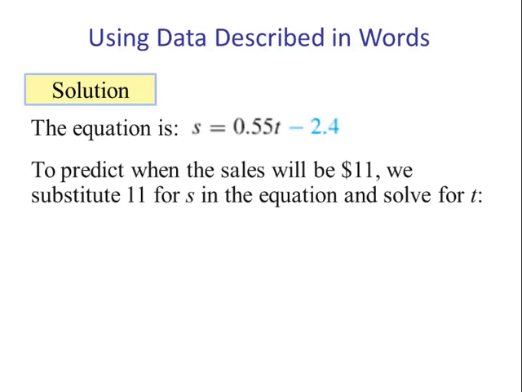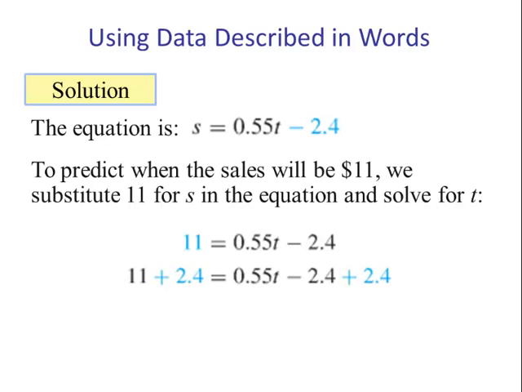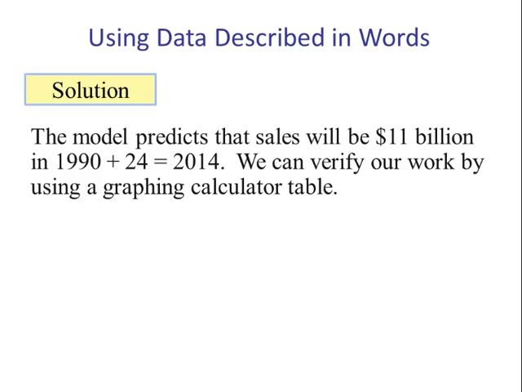To predict when the sales will be 11 billion, we substitute 11 in for S and we solve for t. So we need to add 2.4 to both sides. This gives us 13.4 equals 0.55 t. Divide by 0.55, and t is approximately 24.36. Now, since t is the number of years since 1990, we would say the model predicts that the sales will be 11 billion in the year 2014.